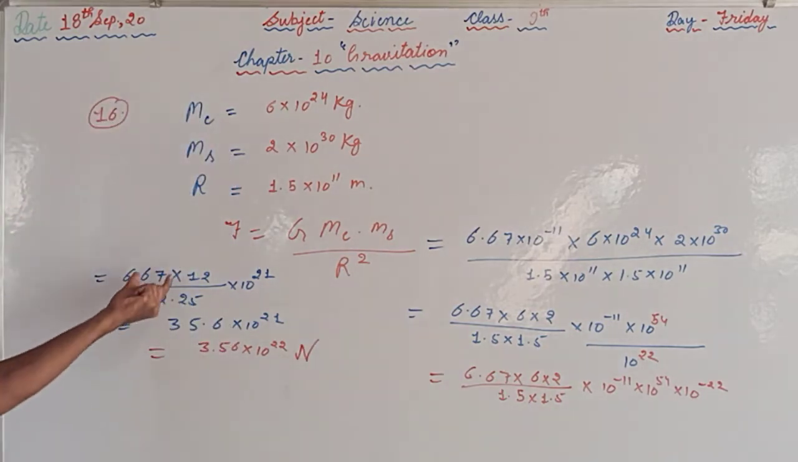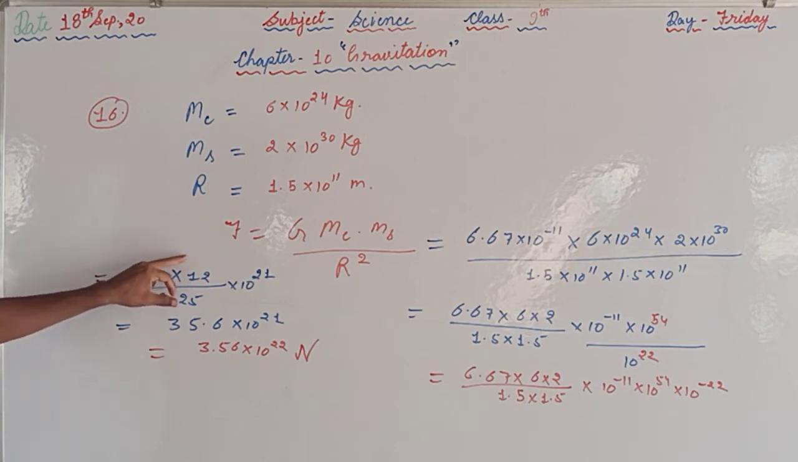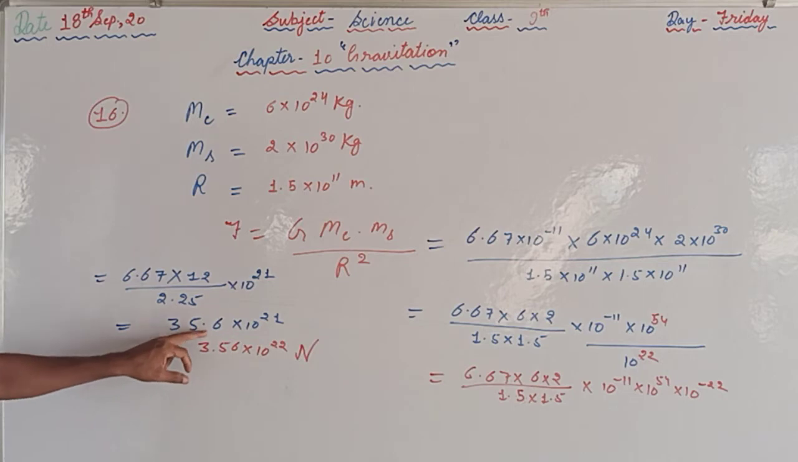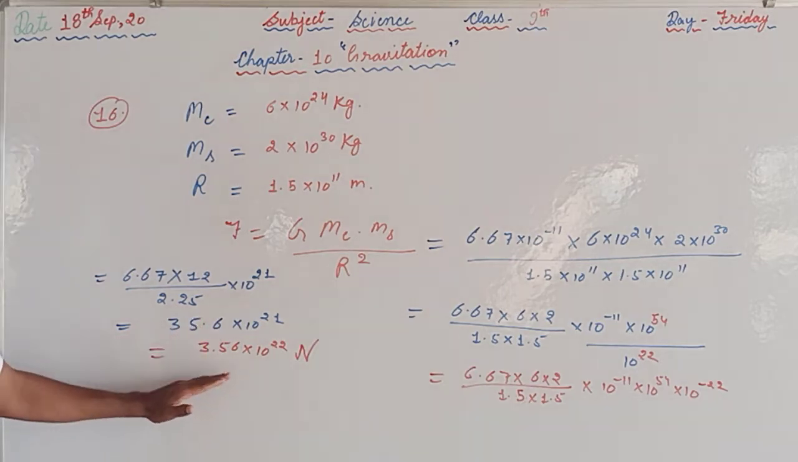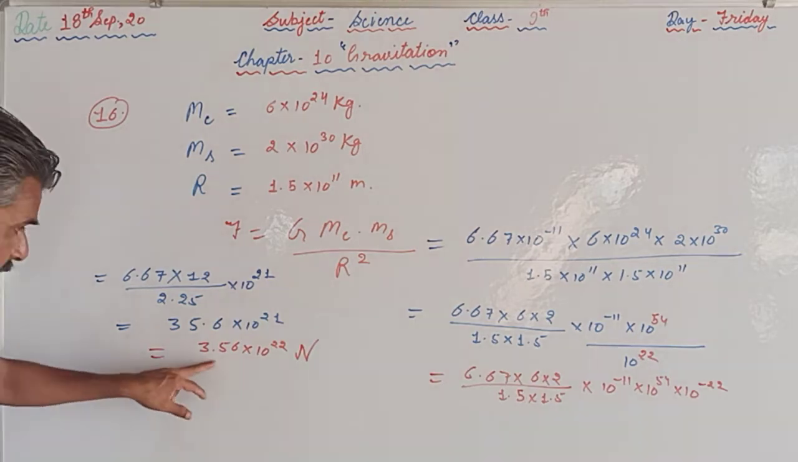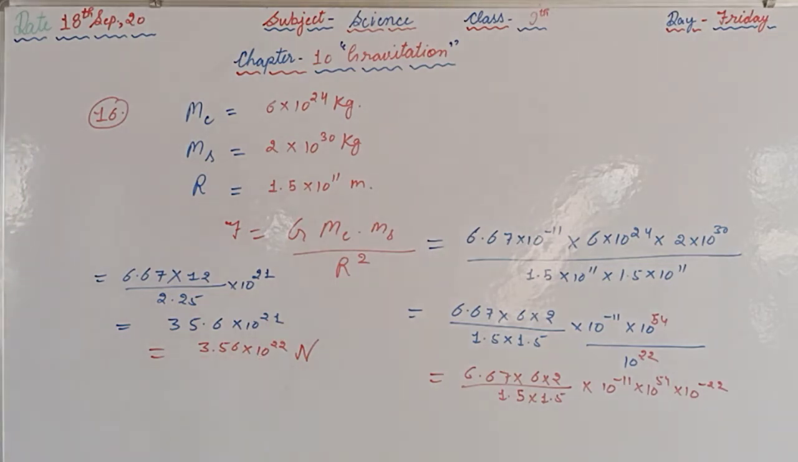Newton. This calculation you can check. You can calculate that 6.67 into 10 into 12 upon 2.25, you will get 35.6, and we are supposed to write the answer in the standard form, means after the first digit from the left we are supposed to place the decimal and we are supposed to settle here the powers. So this is the answer for question number 16.